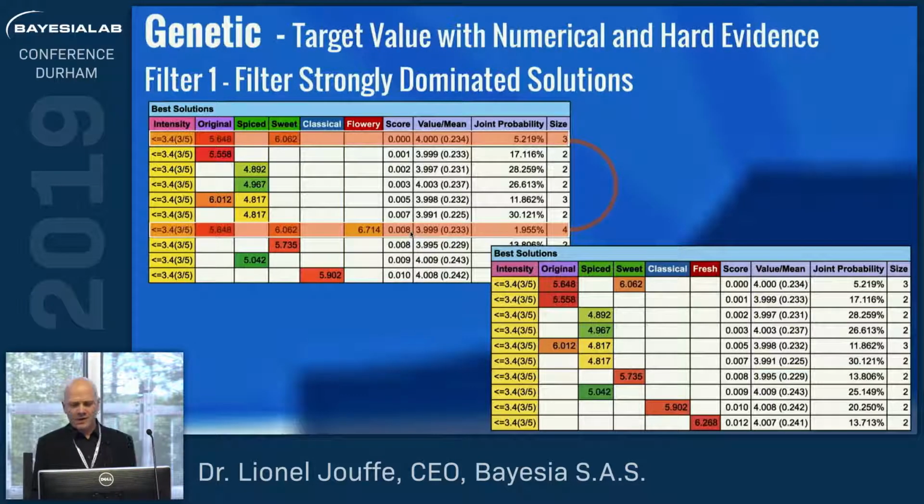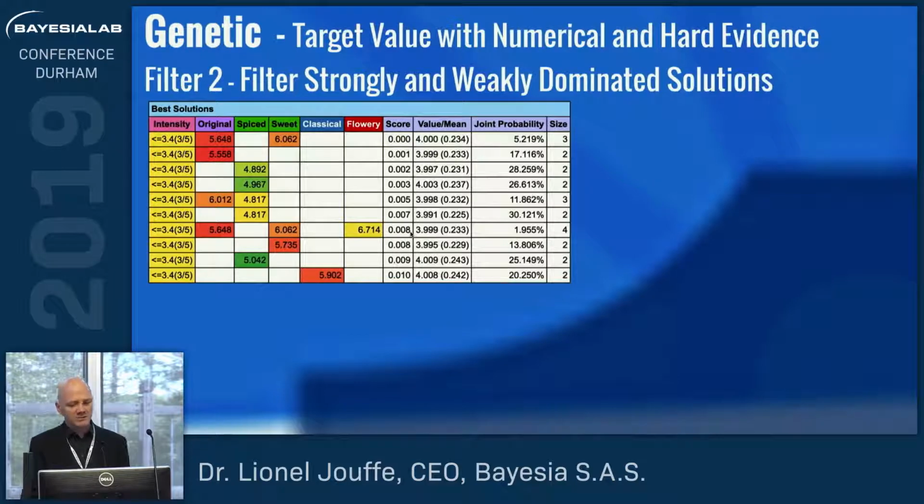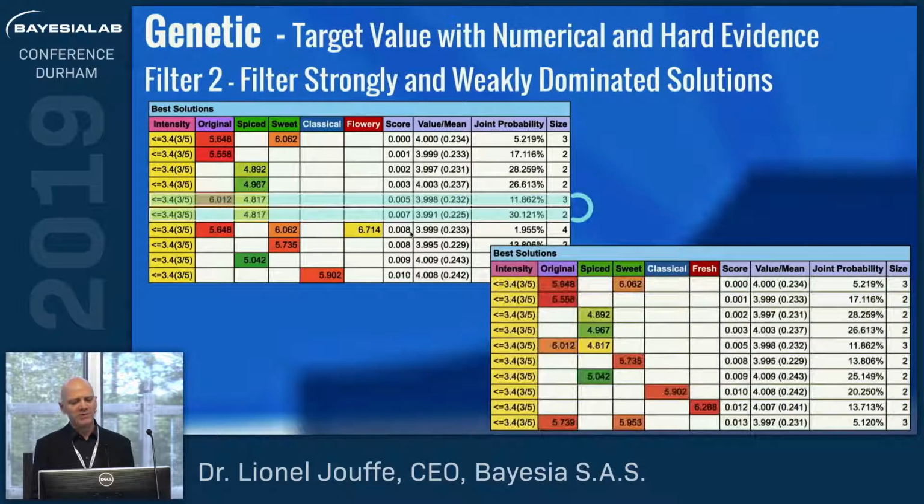Right? The second filter is filtering the strongly, but also the weakly dominated solutions. A weakly dominated solution is a solution that is more concise, but with a score that is slightly worse. Right? But sometimes you are looking for something that is more concise. So this is the reason why you can decide to keep these weakly dominated solutions. So we have here 1 weakly and 1 strongly dominated.